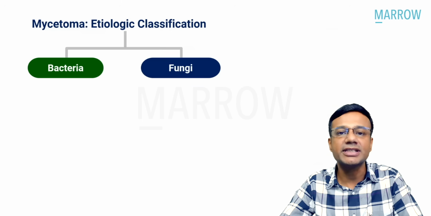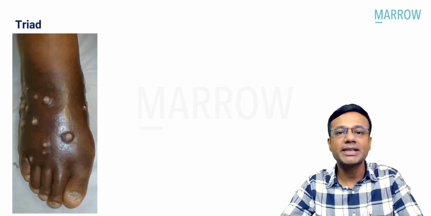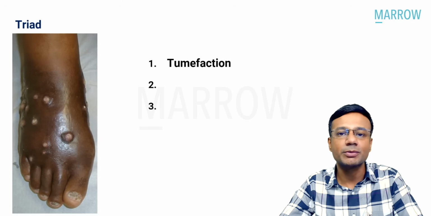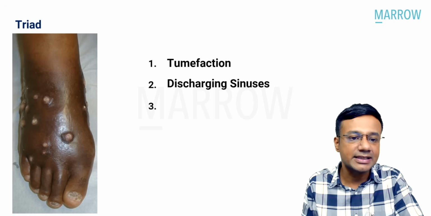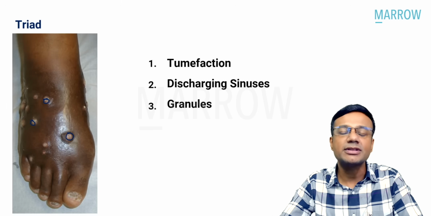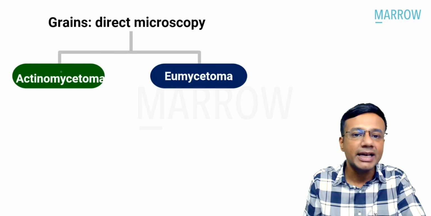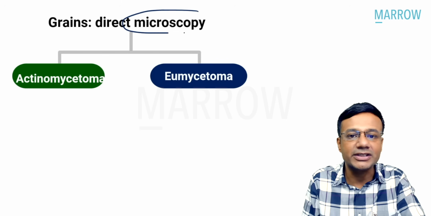Mycetoma, based on the etiology, is bacterial or fungal, actinomycetoma or eumycetoma. When we look at the triad of mycetoma, we have tumefaction, which is tumor-like swelling, which is generally painless. Then we have discharging sinuses, and then we are going to have granules. And what are these granules? These are colonies of the microorganism. When we subject these grains to direct microscopy, please remember the fastest way to get a presumptive diagnosis of mycetoma is to do microscopy of these grains.